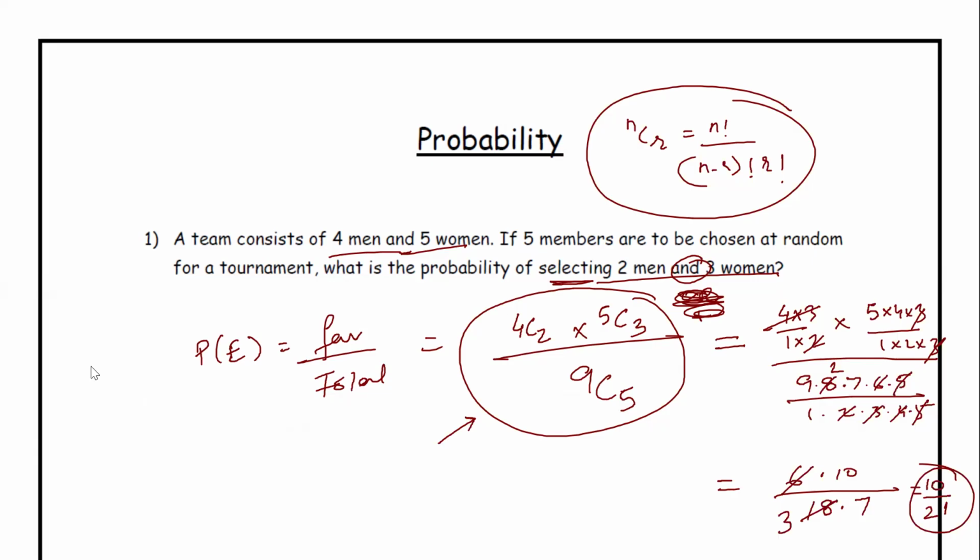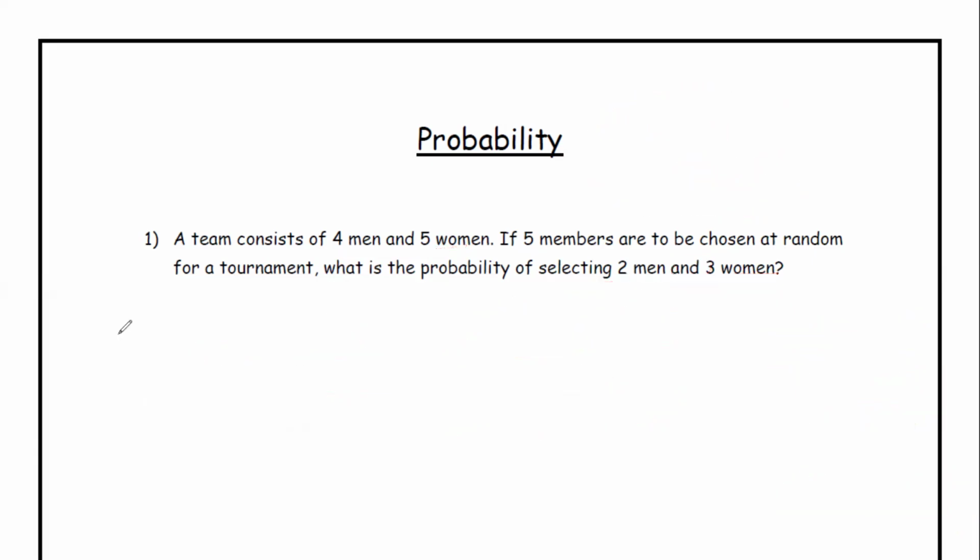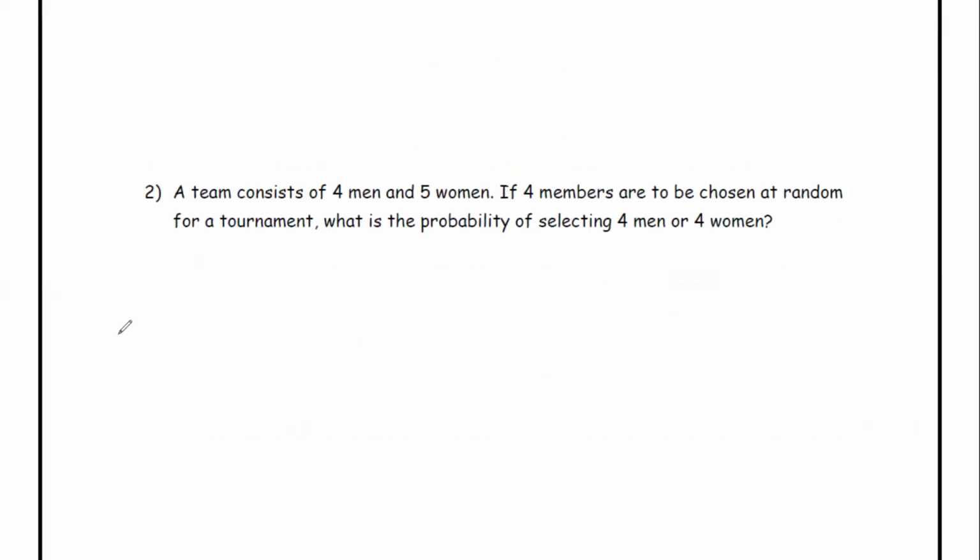I was discussing the OR part. So let me see if there's an example I can discuss with you from within these questions about the OR part. I was clever to put in the OR part so that you understand the difference between and and OR in the total outcome and the favorable outcome part. So let's go through this question. A team consists of four men and five women. If four members are to be chosen at random for a tournament, what is the probability of selecting four men or four women? So out here, your total outcome will be what?